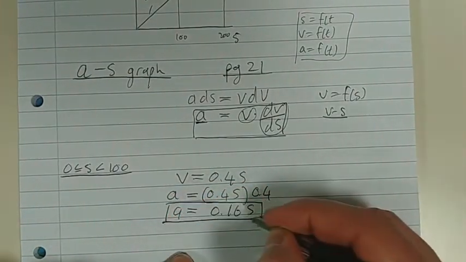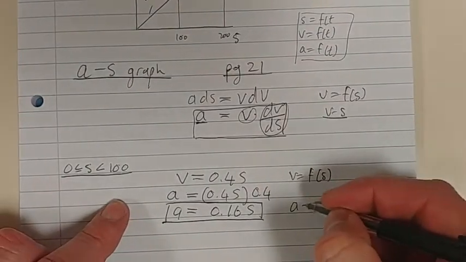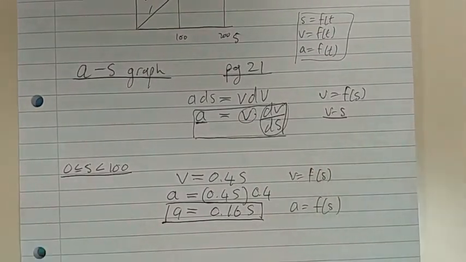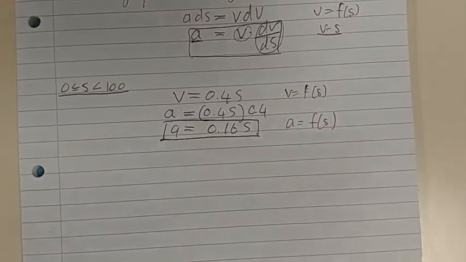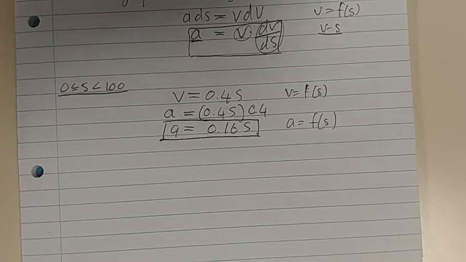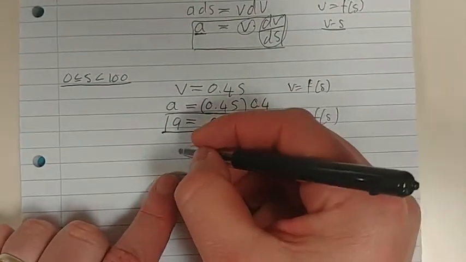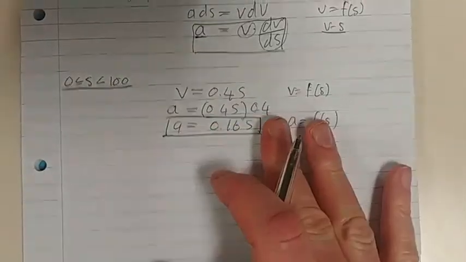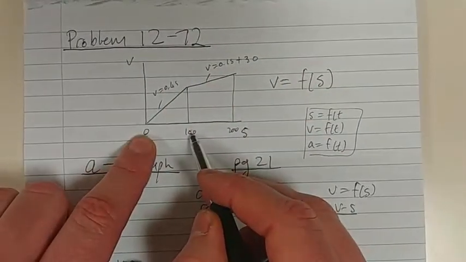There is our function. So we had v as a function of position. Now we have a as a function of position. Okay? Hope you guys are happy with that. So now we've got our function, but now let us look at what is happening at 0 and 100.